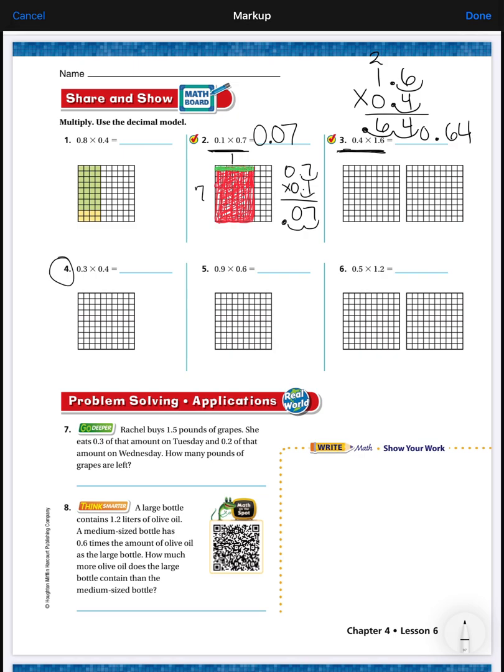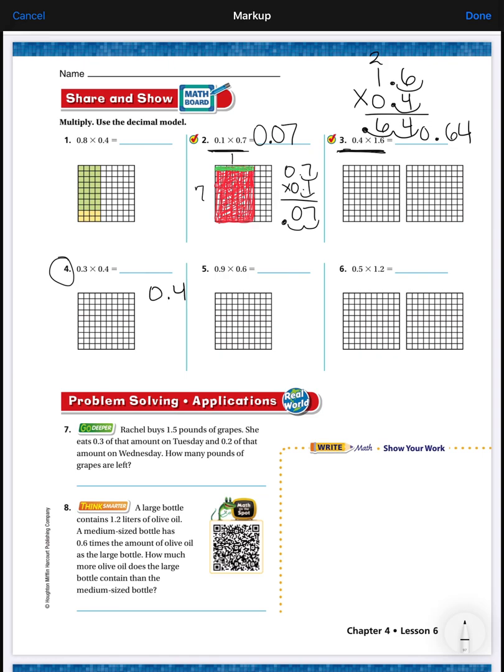Okay. I want you to try number 4. You can do it either way, using the picture or using the standard algorithm. Pause this video, come back, and then we'll work through this problem together. Okay, you should have paused this video and already worked through problem number 4.